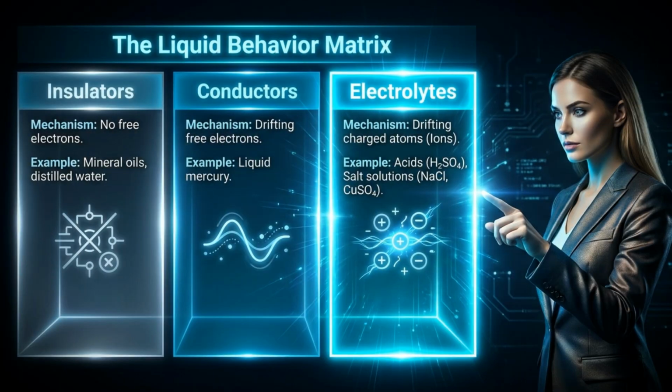Let's look at the liquid behavior matrix. Substances can be insulators, conductors, or electrolytes. Electrolytes are defined by their ability to conduct electricity through the movement of charged ions.